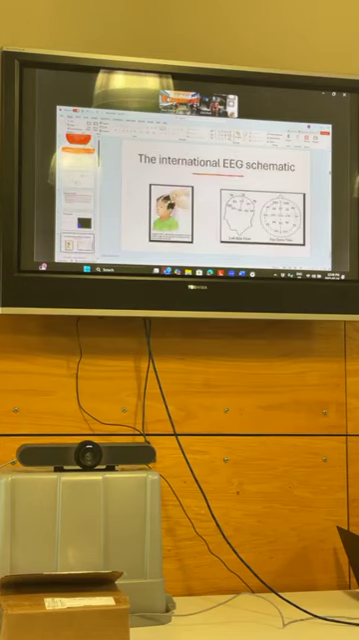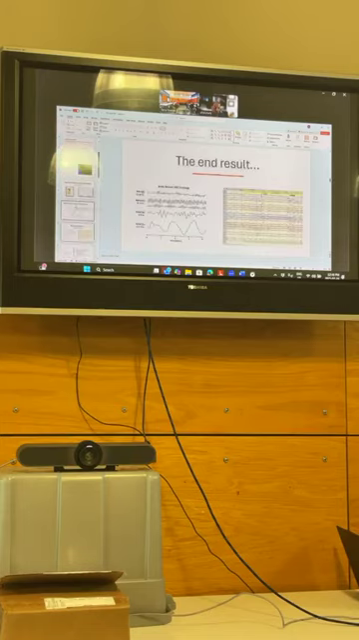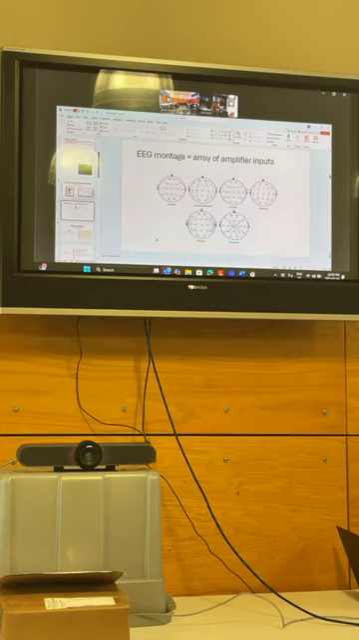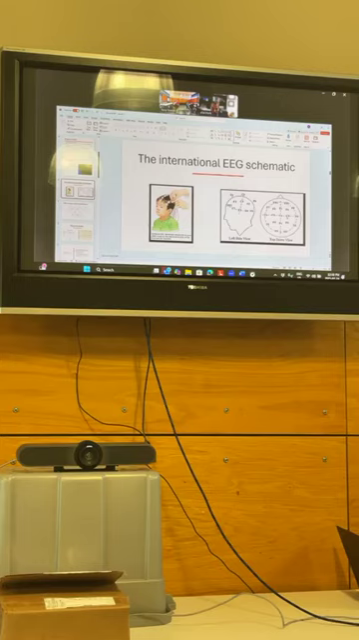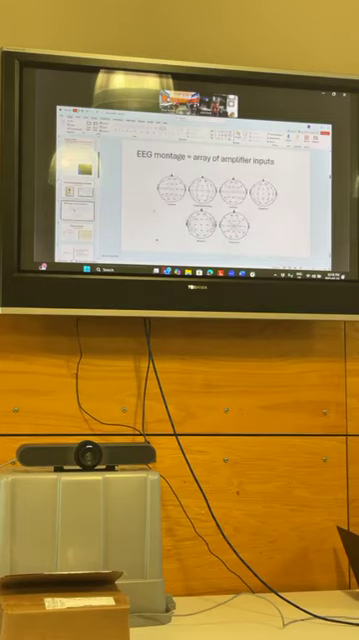All of these are applied in an international schematic, so the odd numbers are on the left side of the head, the even numbers are on the right side of the head, and there are internationally agreed names. The T usually stands for temporal, F is frontal, C is central, P is parietal, O is occipital. Then the inputs from each of these electrodes are compared to another electrode, and this array of how the amplifiers are arranged is called a montage.